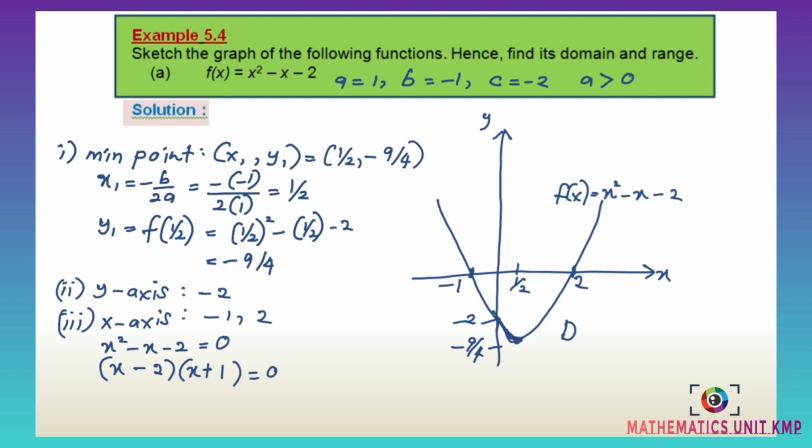Hence, find its domain and range. The domain of the function is negative infinity to infinity for a quadratic. And the range of the function, referring to the minimum point, is from negative 9/4 to infinity.